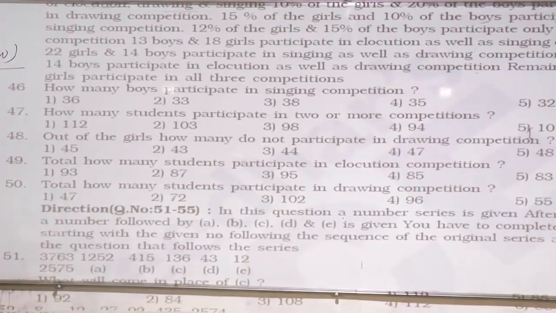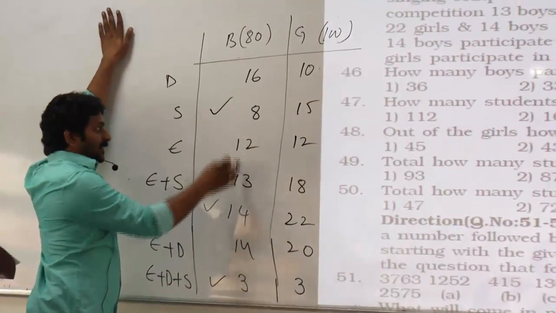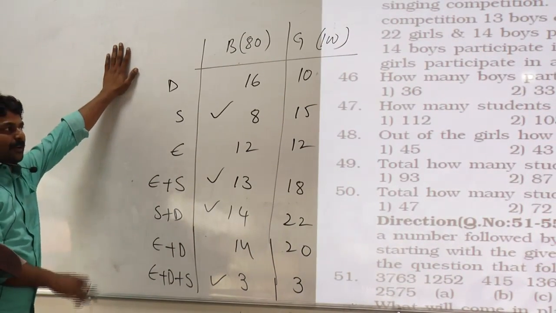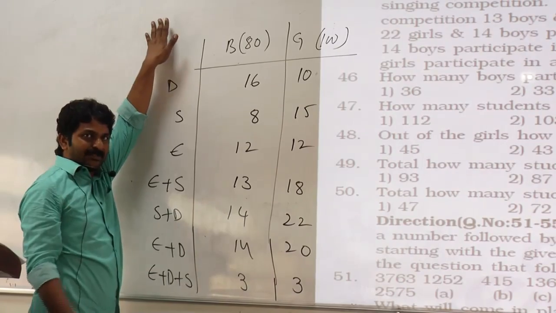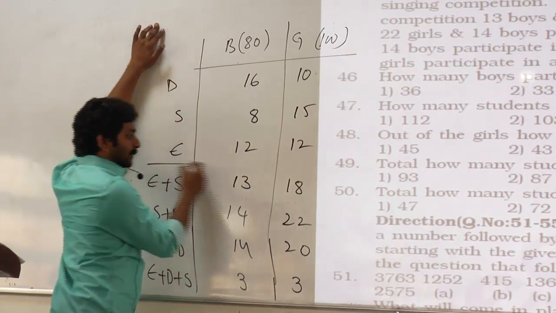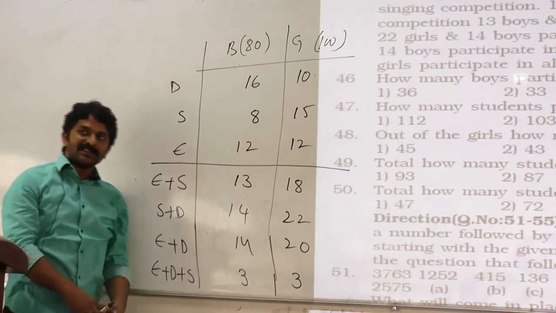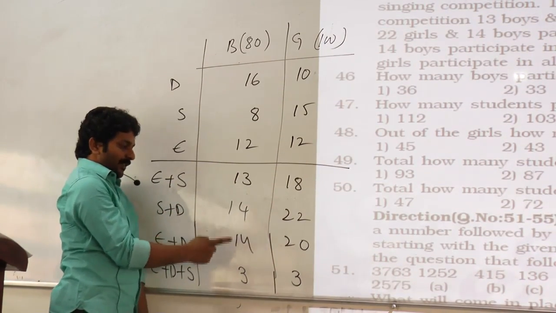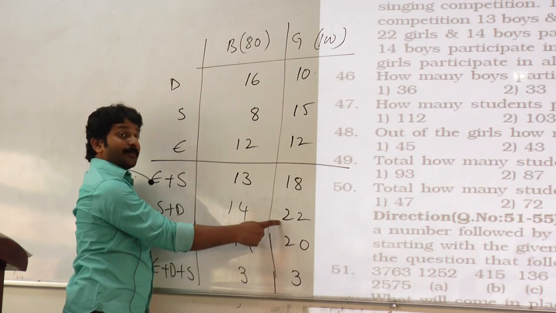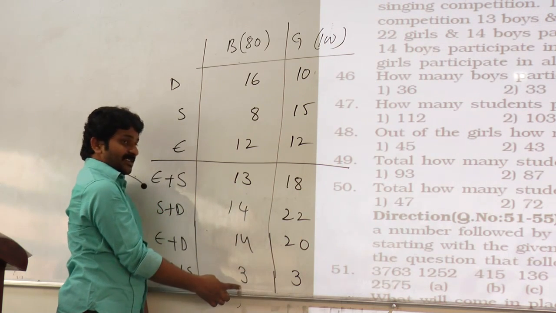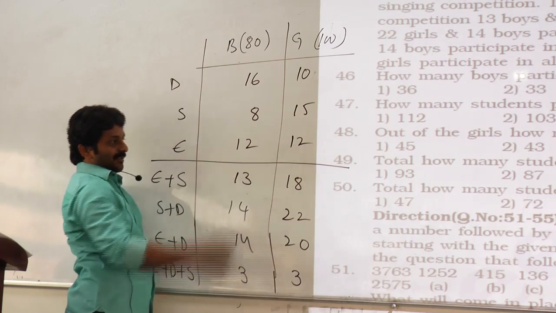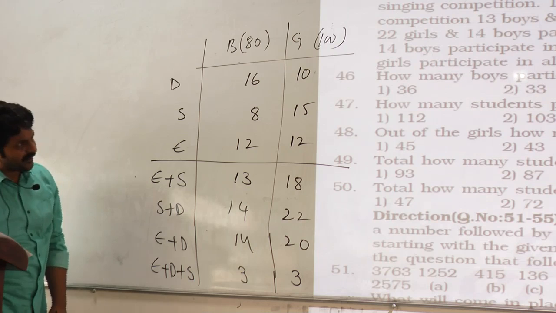how many boys participate in singing competition? Singing, wherever S is there, you need to consider that. This one, this one, this one and the last one. 14, 17, 30, 38. How many students participate in 2 or more competition? They said number of students, not exactly gender specific. So you need to take boys and girls both. Last 4 values. Let's add only tens places. 10, 20, 30, 40, 60, 80, 90, 93, 96, 100, 104, 107. 48.